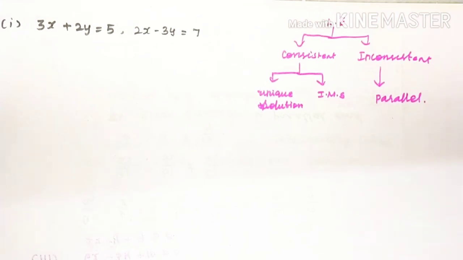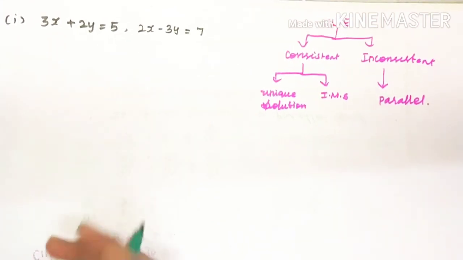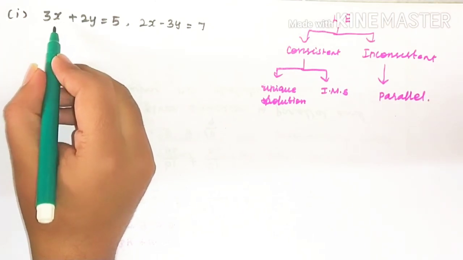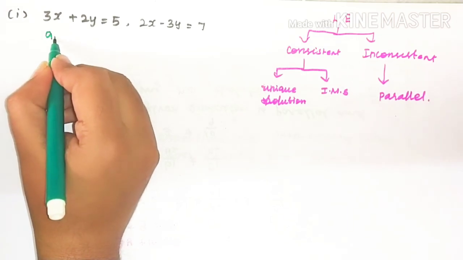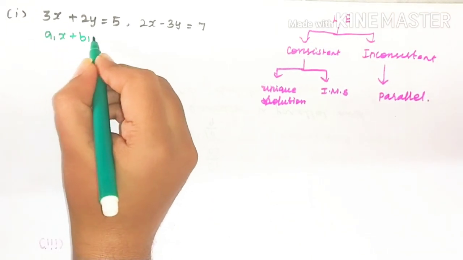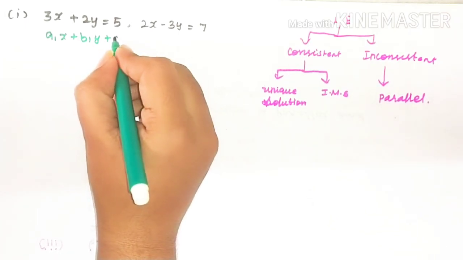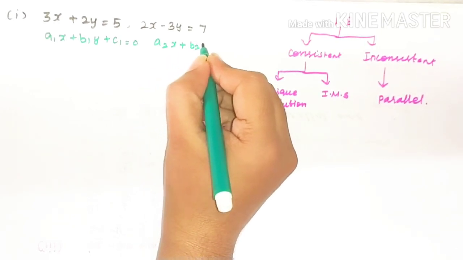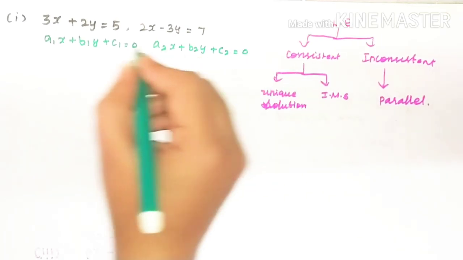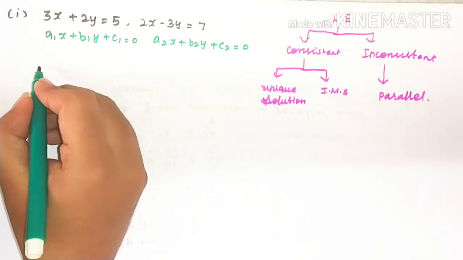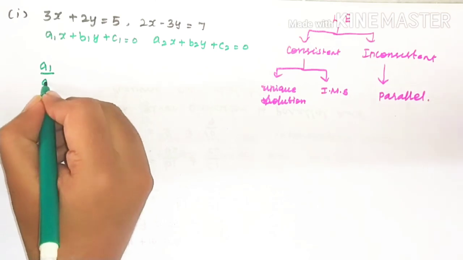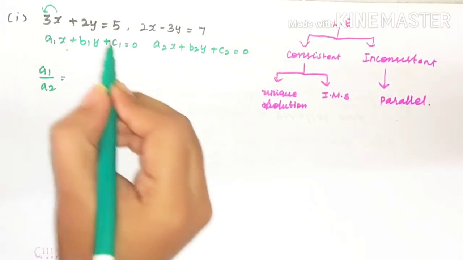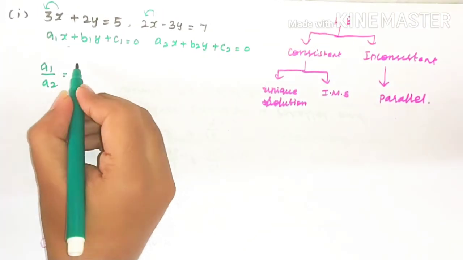Now we are going to do the sum. First step, we have to compare the ratios of the coefficients. Already you know the general form: a1x plus b1y plus c1 equal to 0, and another general equation, a2x plus b2y plus c2 equal to 0. Now compare with your linear equations. First, a1 divided by a2. Here a1 and a2 are the coefficients of x. Here the coefficient of x is 3, and here the coefficient of x is 2. So 3 divided by 2.